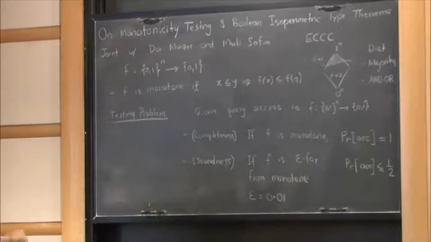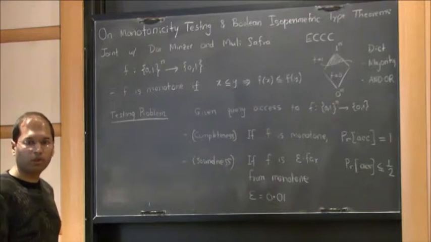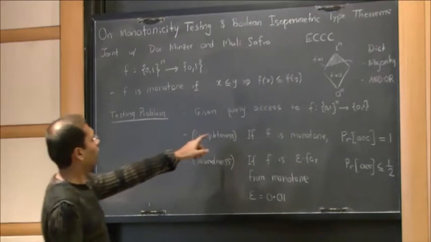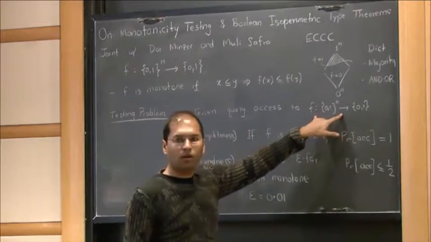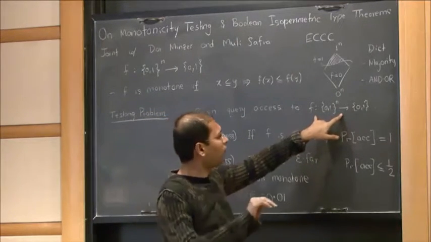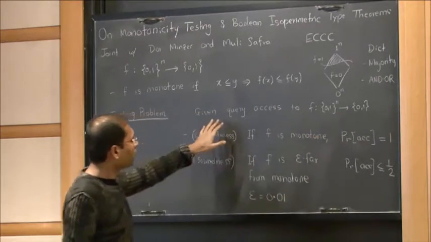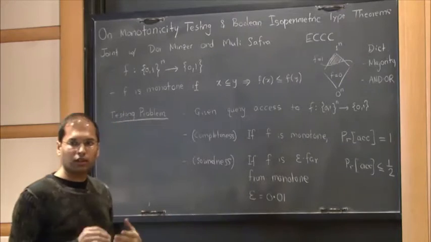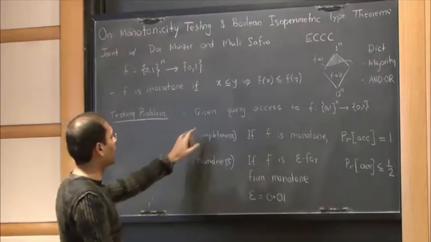And here we are interested in the problem of testing whether a given function is monotone. This is in the standard setting of property testing, which you might be familiar with. You are given query access to a function, and you are allowed to query the value of the function at any input of your choice. You want to make as few queries as possible, and you can choose your queries in a randomized fashion.